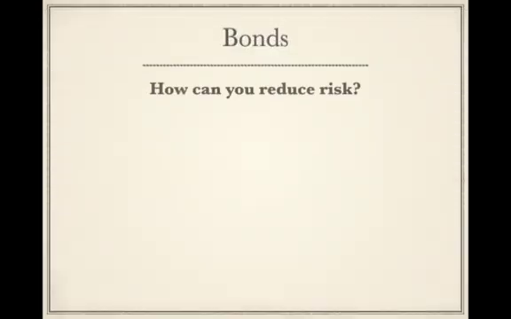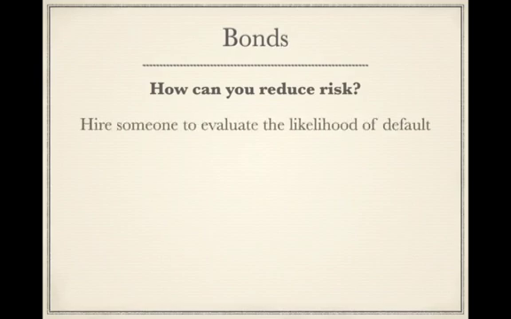Now, how could you reduce the risk here of investing in bonds? One of the answers is you can hire someone to evaluate the likelihood of default. Now, hopefully you also said one of the ways you could do it was to diversify. And so maybe you buy a bunch of different bonds. But let's look at a single bond. You could hire somebody to assess how likely they are to default. And what we have at present for that is ratings agencies.